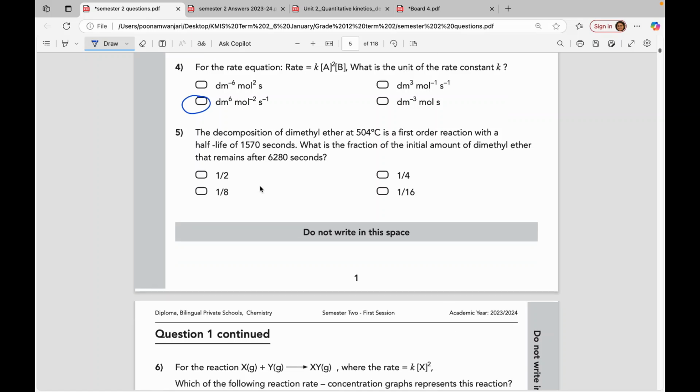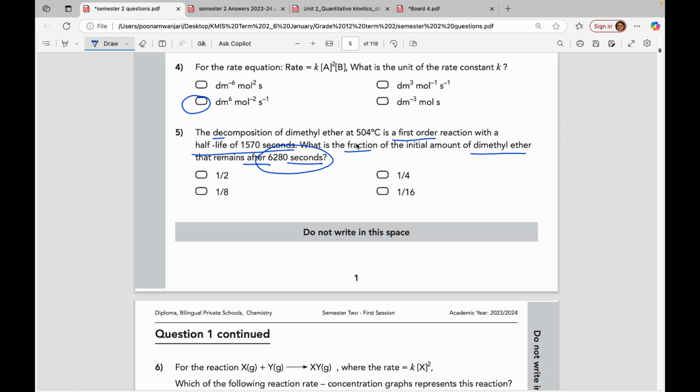The second question is, the decomposition of dimethyl ether at 504 degrees Celsius is a first order reaction. You need to mention here, students, first order reaction with a half life of 1570 seconds. So what is the fraction of the initial amount of dimethyl ether that remains after 6280 seconds? So students, this is a quite different problem, and here you have to find out the fraction left after this time, that is 6280 seconds.